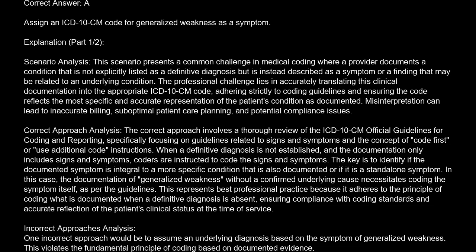The correct answer is A. Assign an ICD-10-CM code for generalized weakness as a symptom. Explanation. Scenario analysis. This scenario presents a common challenge in medical coding, where a provider documents a condition that is not explicitly listed as a definitive diagnosis, but is instead described as a symptom or a finding that may be related to an underlying condition.